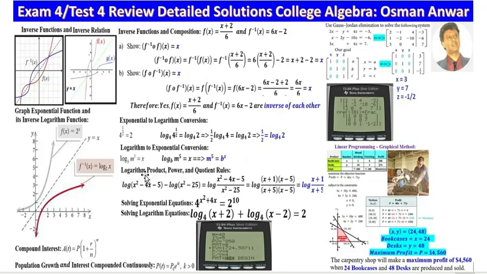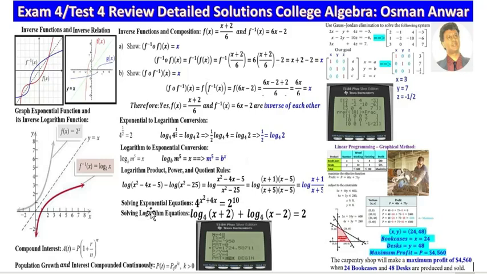Then we're going to show logarithm properties, such as product, power, and quotient rules, such as log of x squared minus 4x minus 5 minus log of x squared minus 25. That is log a over b, that is log of x squared minus 4x minus 5 over x squared minus 25. And that will show that is equal to log of x plus 1 over x plus 5.